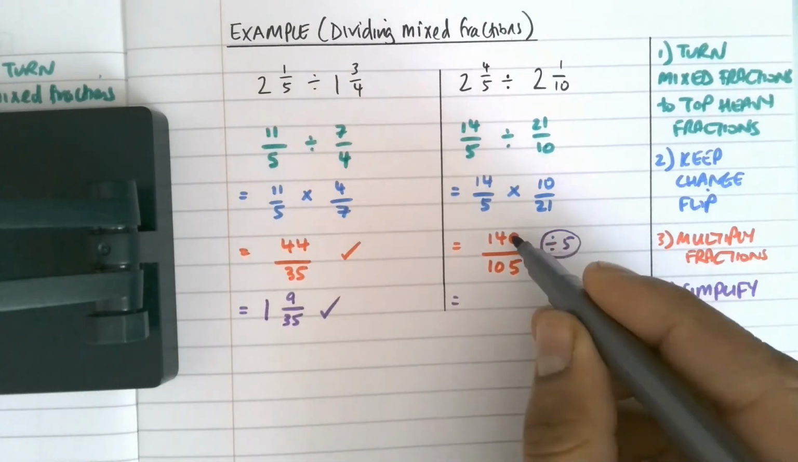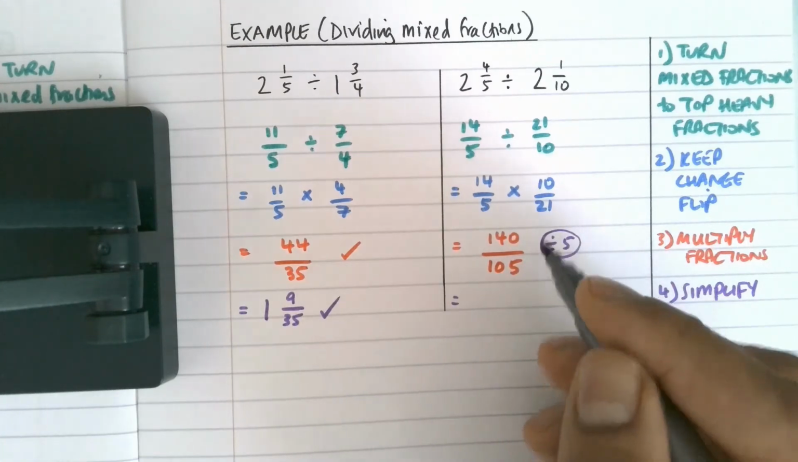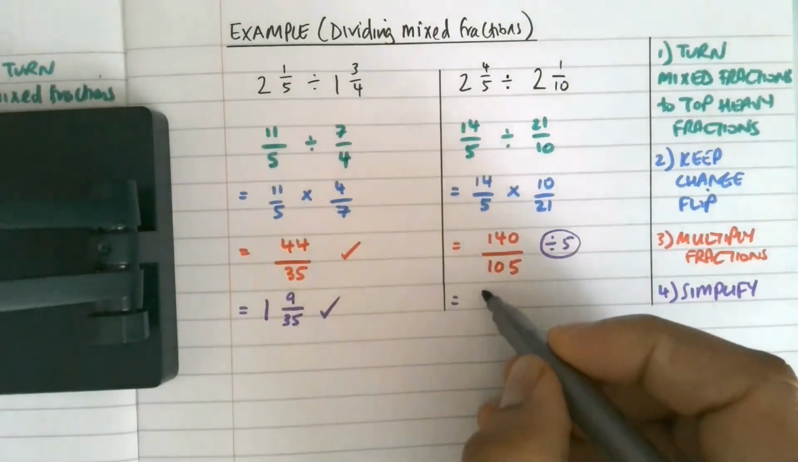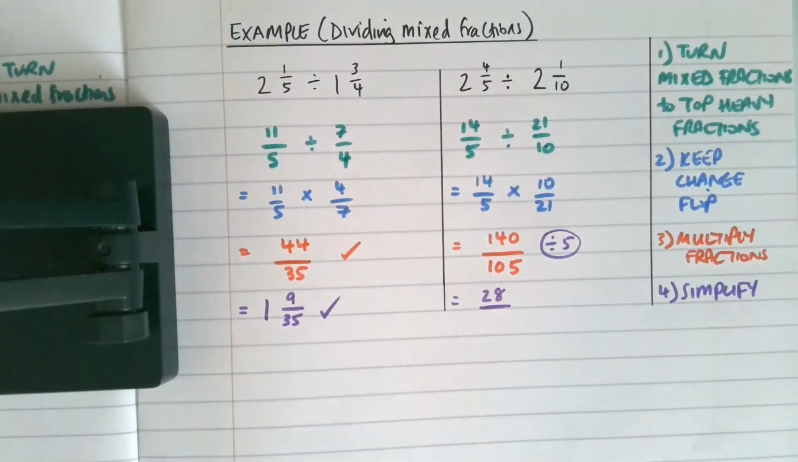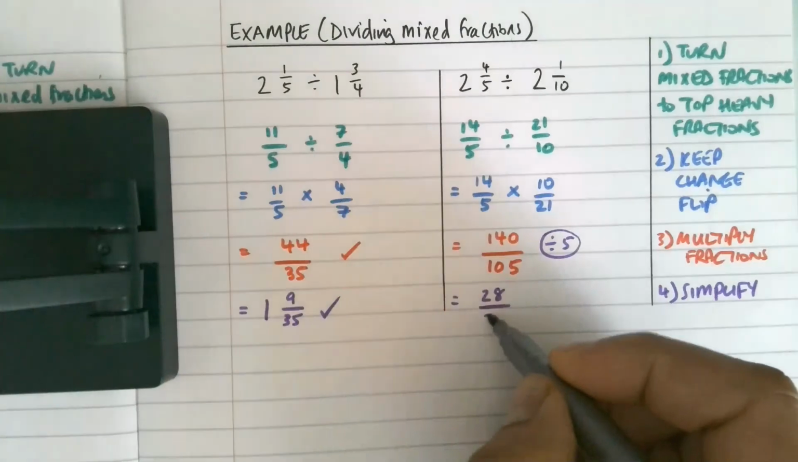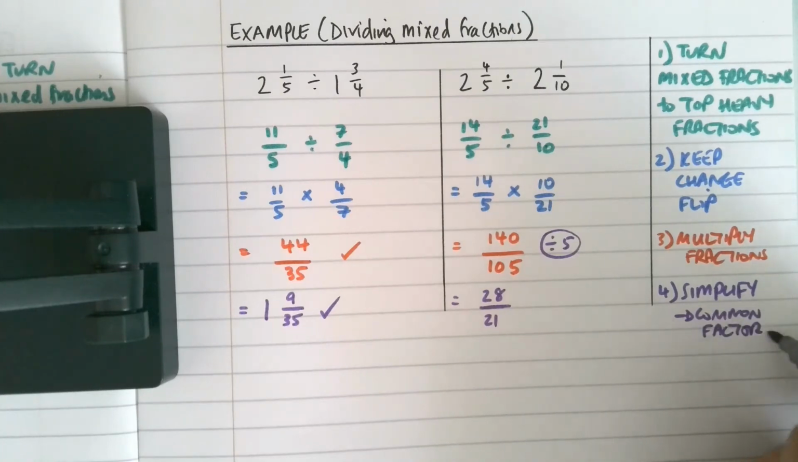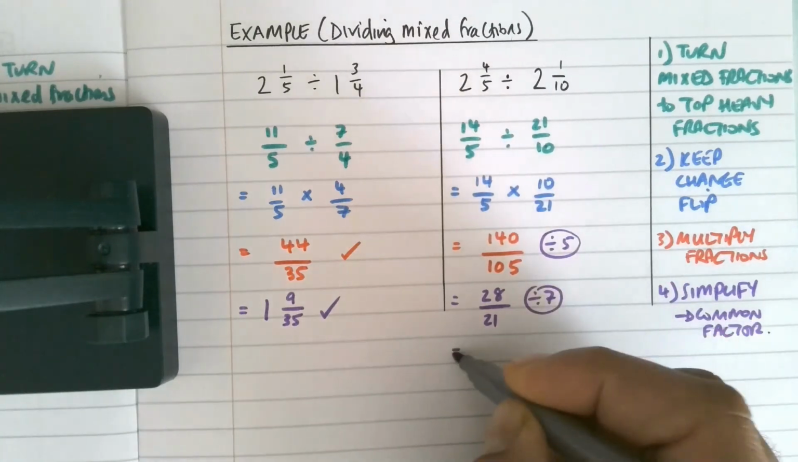over 21. Yeah, because 105, how many times is 5 going into 140? 3 times. I know that 5 is a common factor because one number ends in 0, the other ends in 5. So when we know our number facts, it makes it easier. So 28 over 21, and I know that 7 goes into both of those, so that's my next common factor. So the highest common factor would have been 35, to identify that 35 goes into both.